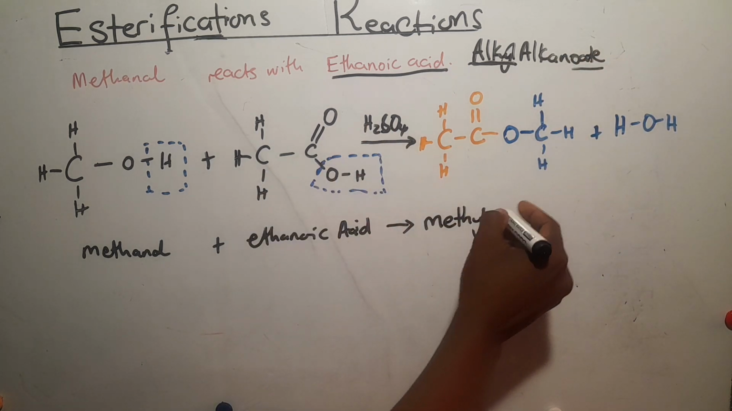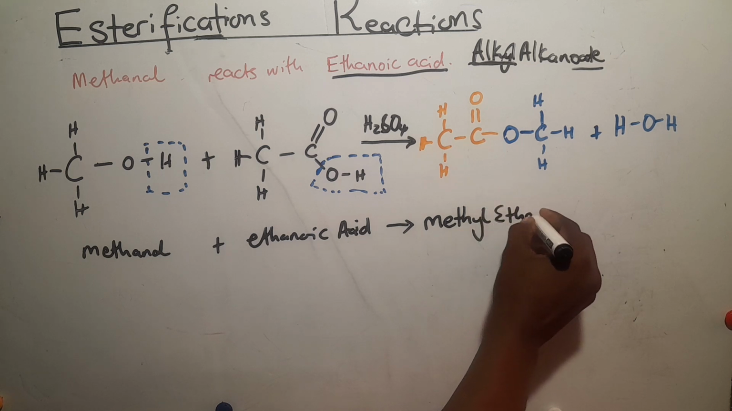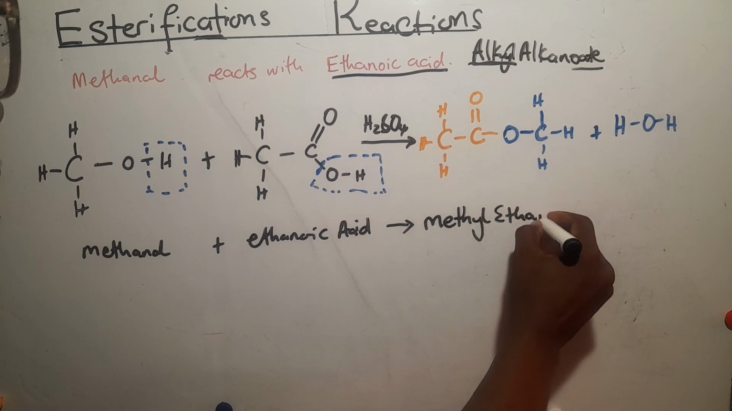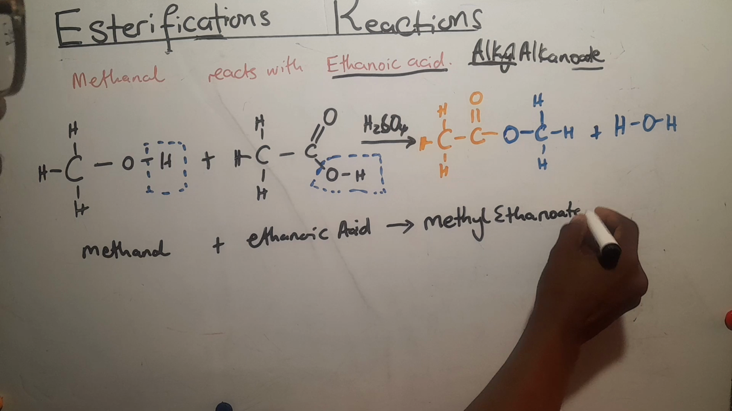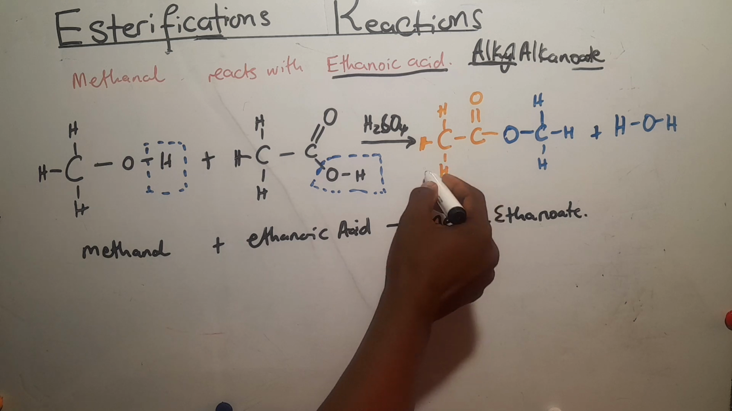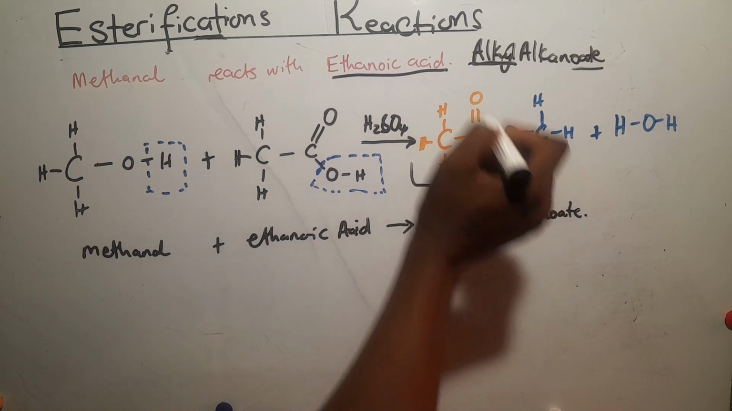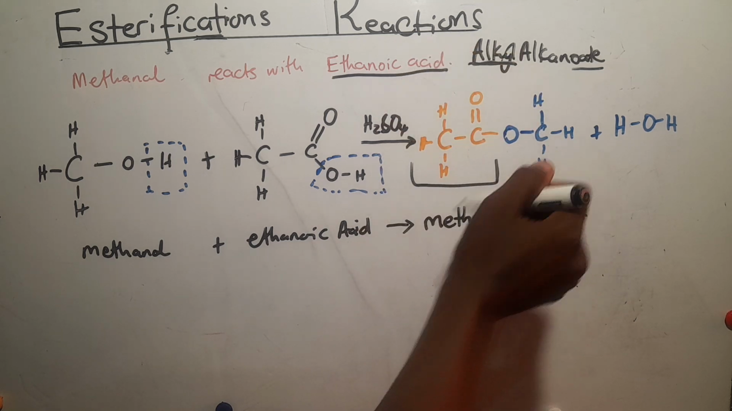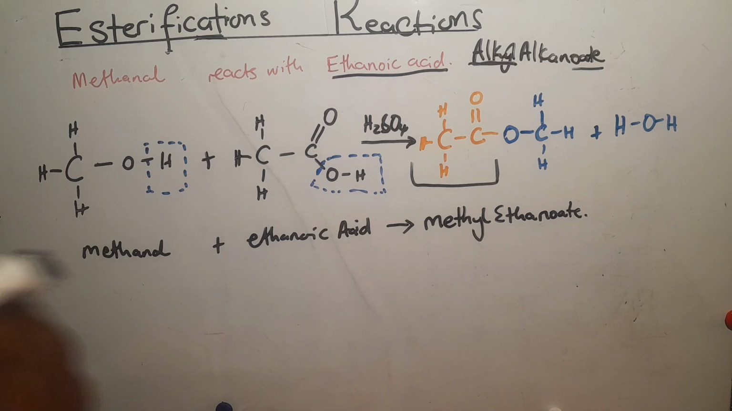Now you take OAT. So this is methyl ethanoate. Methyl ethanoate, like that. You can recognize that this is coming from the carboxylic acid and this is coming from the alcohol. So methyl ethanoate. Maybe let's do another example.